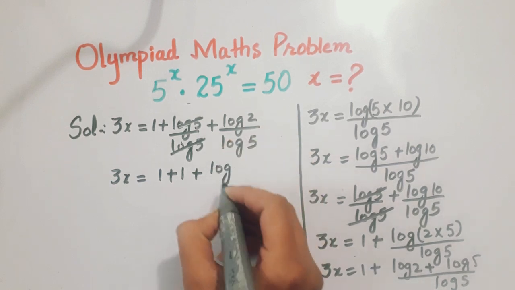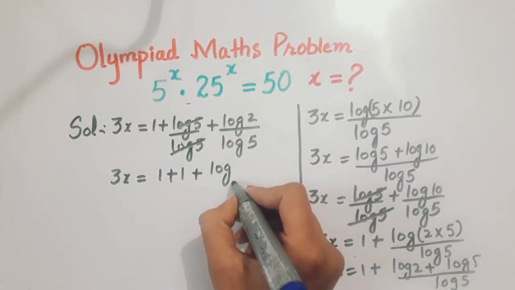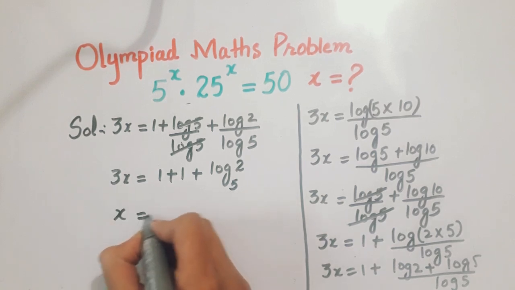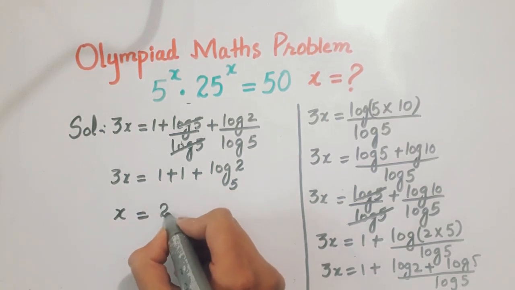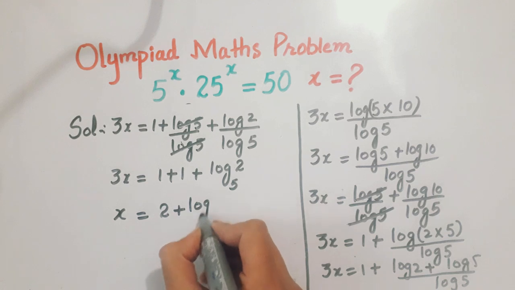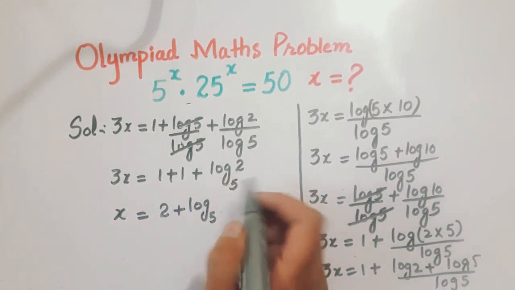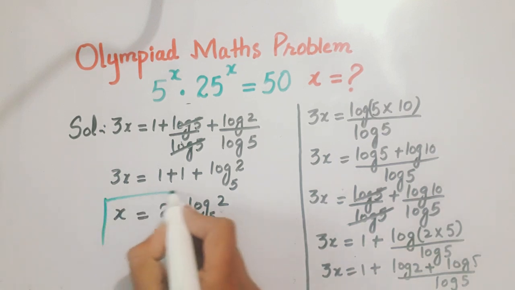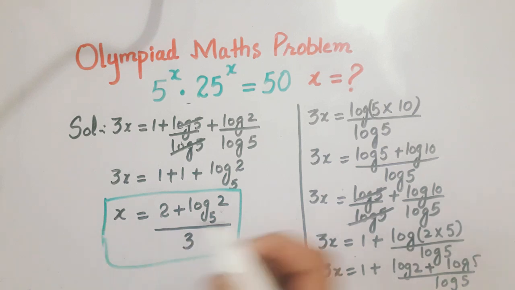Here we will apply the change of base rule. According to that, base is 5 and 2. So, now 1 plus 1 will be 2. 2 plus log, base is 5 and 2, divided by 3. So, this will be the answer. This is the solution.